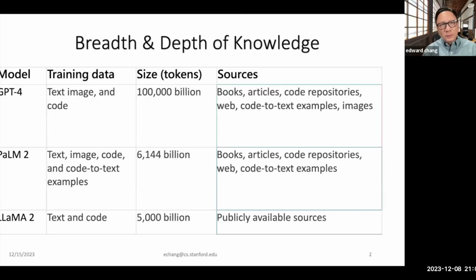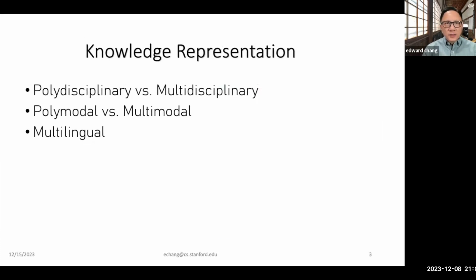There's no doubt about the breadth and depth of LLMs' knowledge because, for example, GPT-4 and the Google system pretty much include all the documents they can get a hold of on the internet. So we don't have to debate this subject. But the key thing, like I mentioned in the beginning, is polydisciplinary representation.